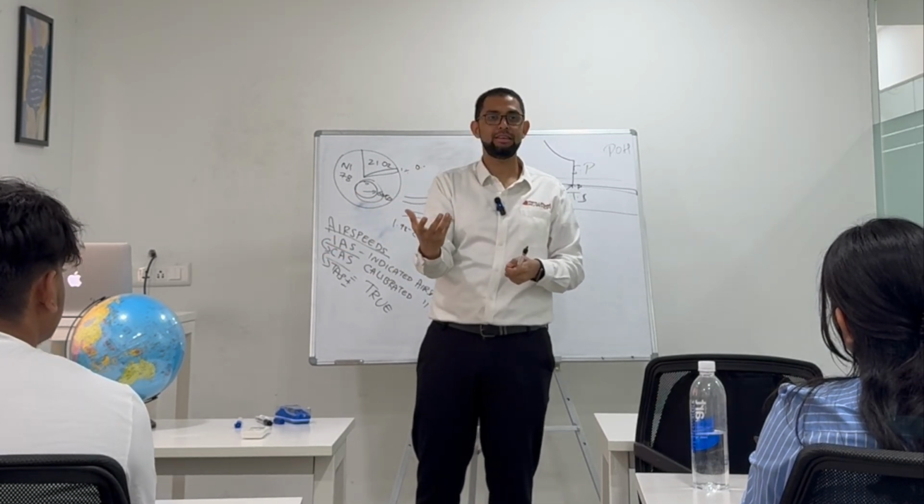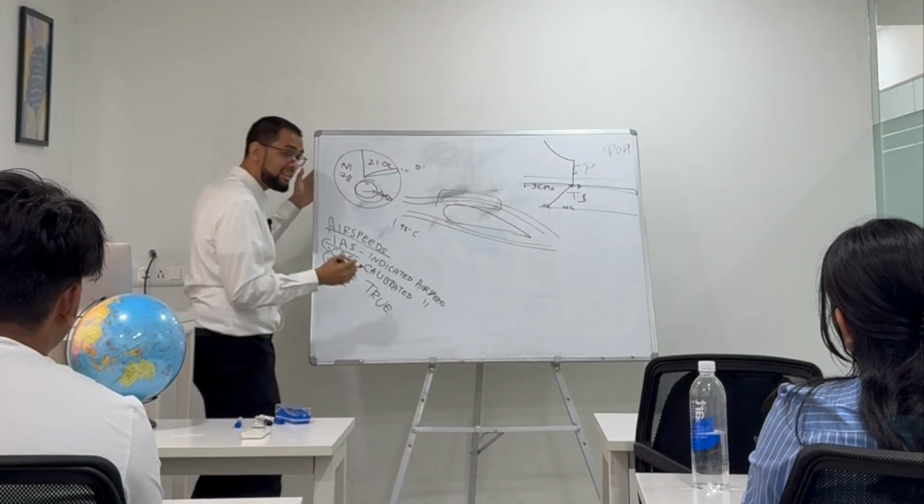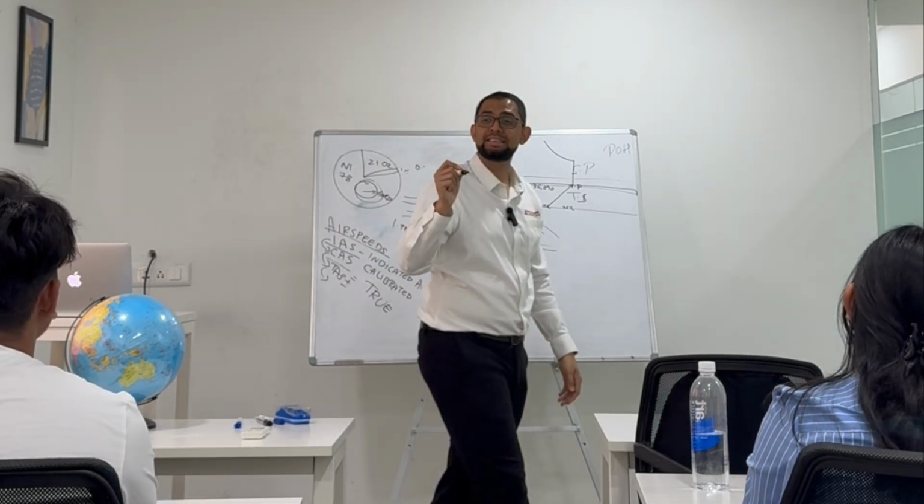Now the airspeed, whatever I get, is called true airspeed, TAS. But that's not it. That's not done. We're not done yet. There are some more errors called compressibility error.